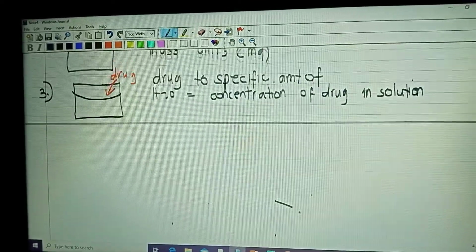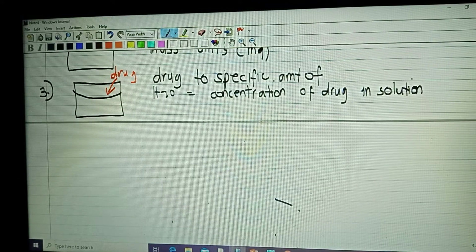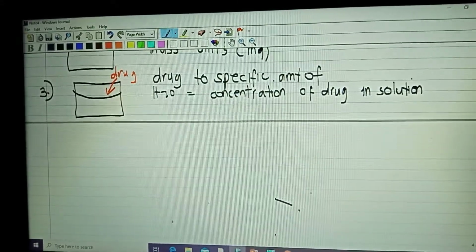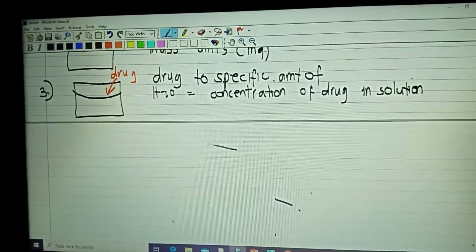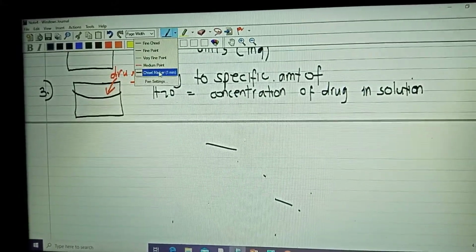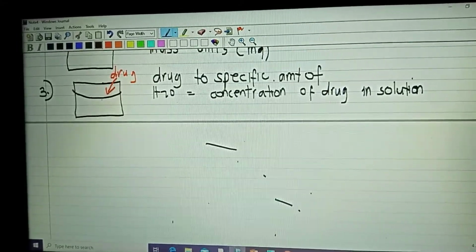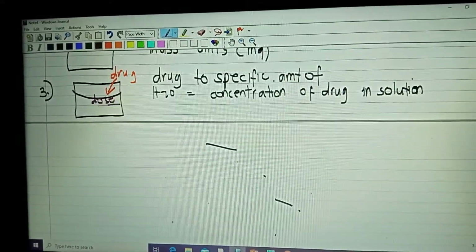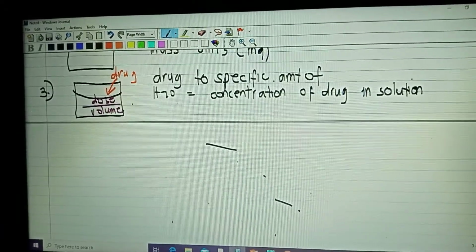Okay. So, in figure number 3, we added a specific amount of drug to a specific amount of water, and we now have a concentration of drug in solution. That is, of course, measured in what? Let me write that one, measured in dose. That is dose of drug over the volume of solution.